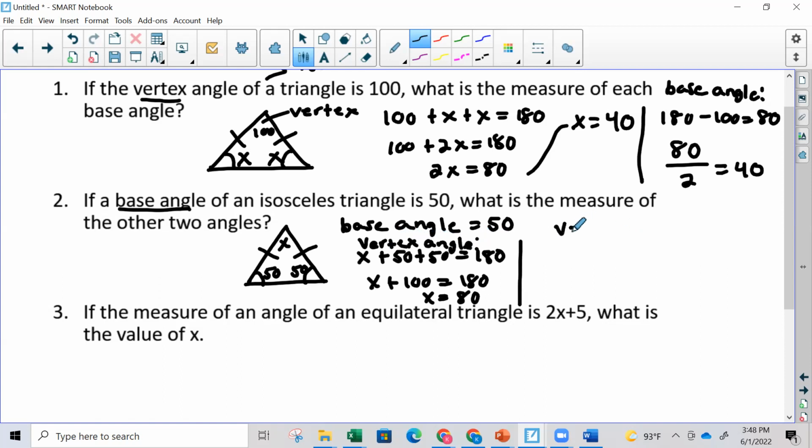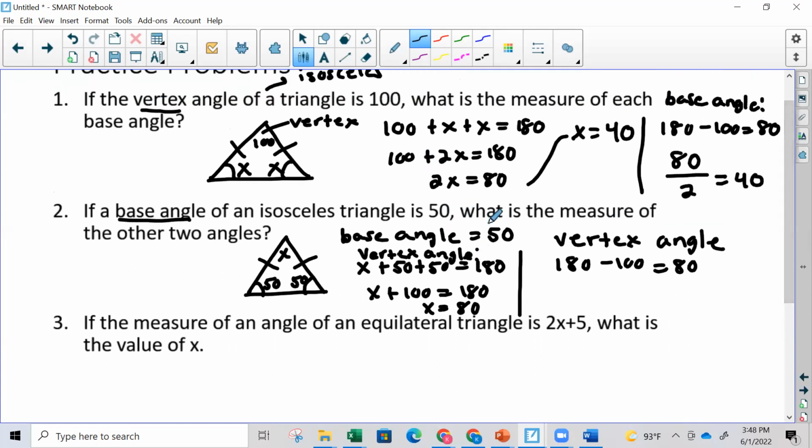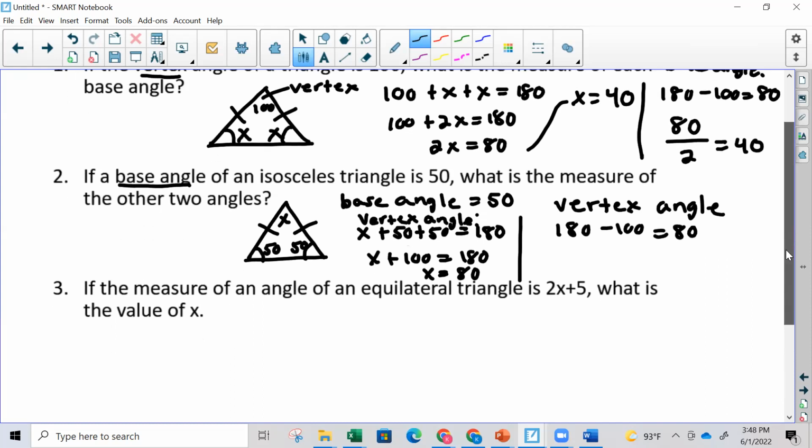Okay, or to get the vertex angle, the other way is again just to go, I mean, some of you might be able to just look at it and figure it out, but you could say, okay, I have 50 plus 50, which is 100, and I can do 180 minus 100, and then I'm left with 80, and that would be my vertex angle. Okay. So again, these are two problems with isosceles triangles. You could either be given the base angle or the vertex angle. So just pay attention to what the question is giving you and what they're asking you for.